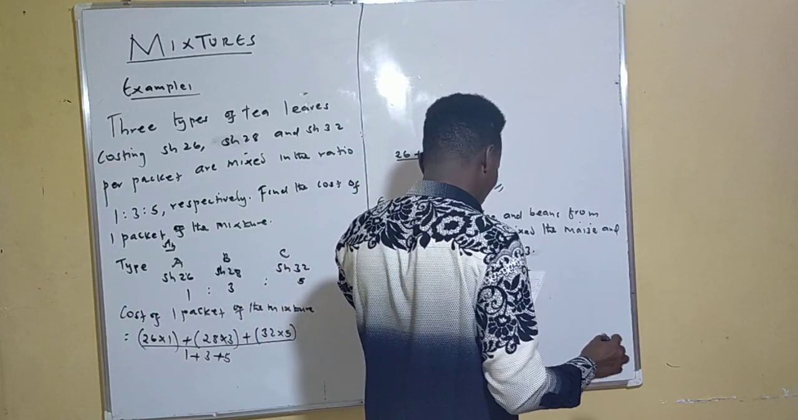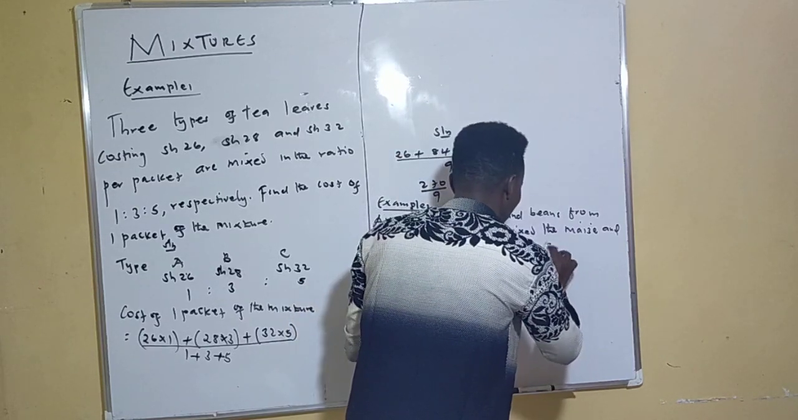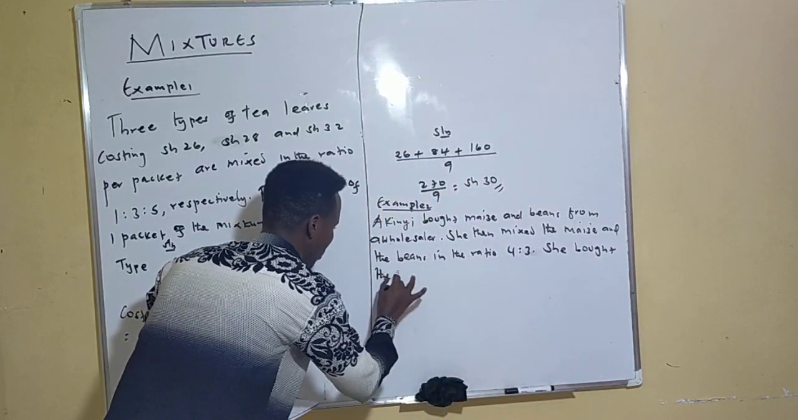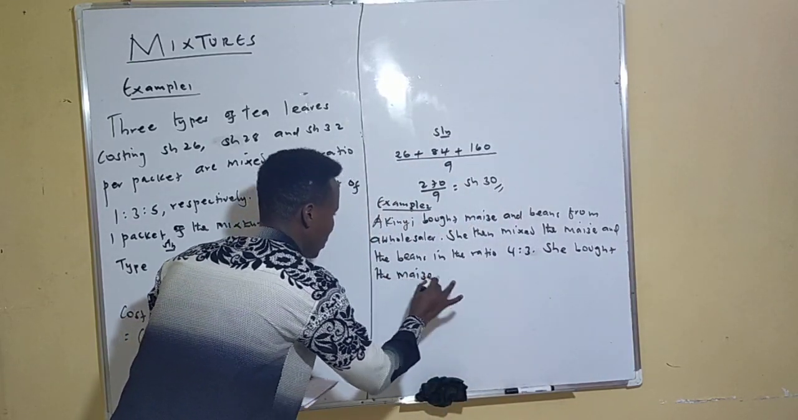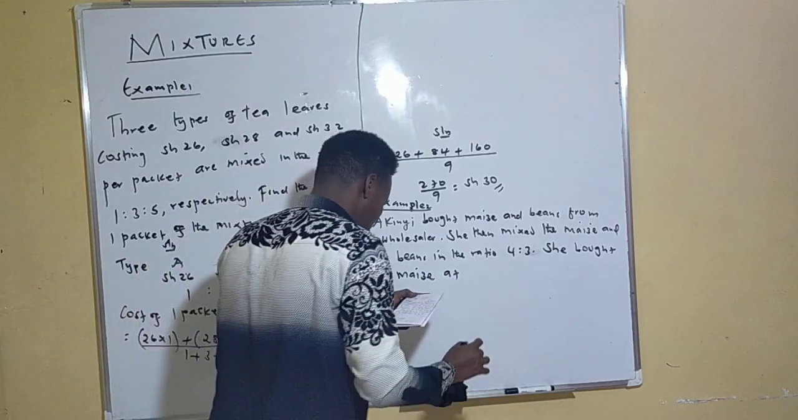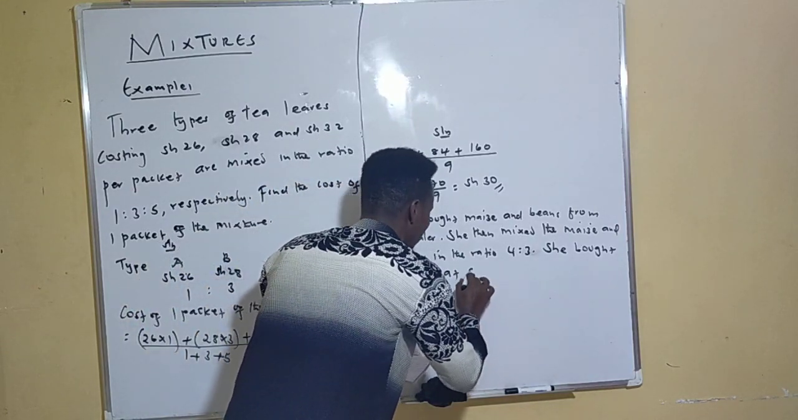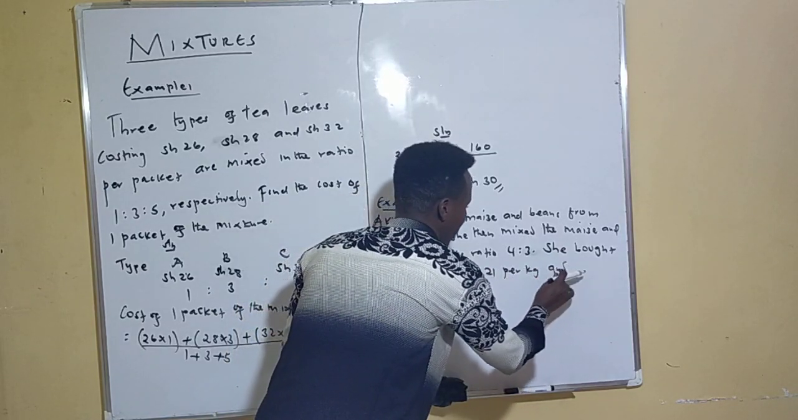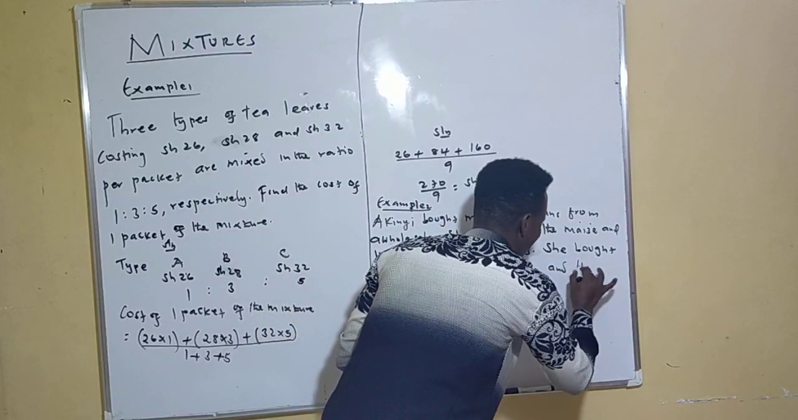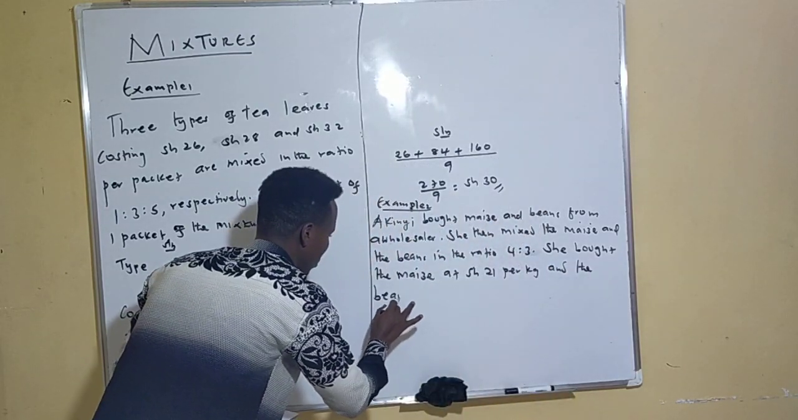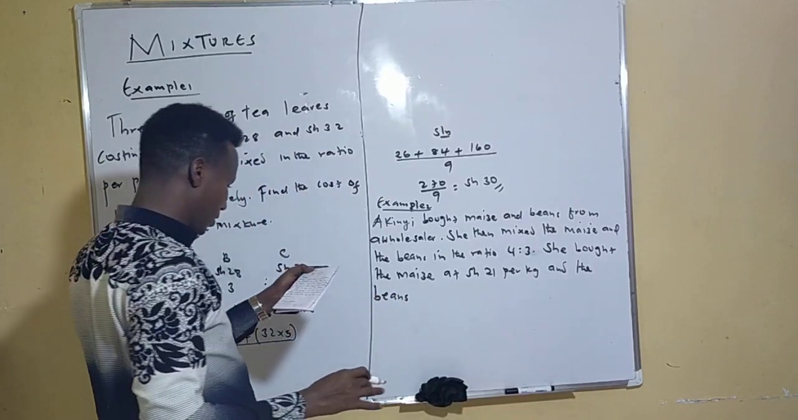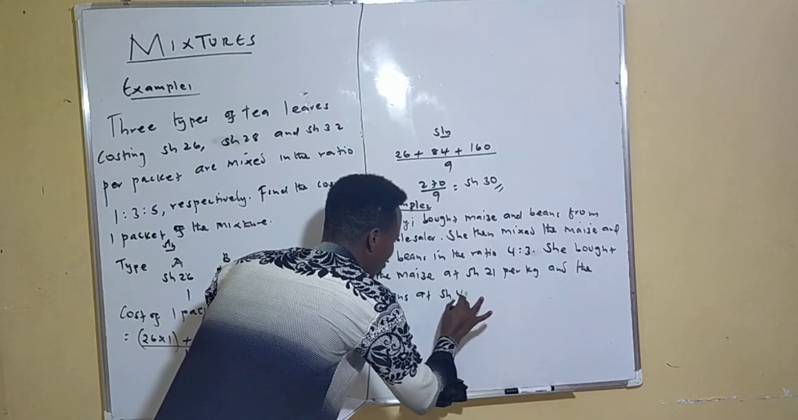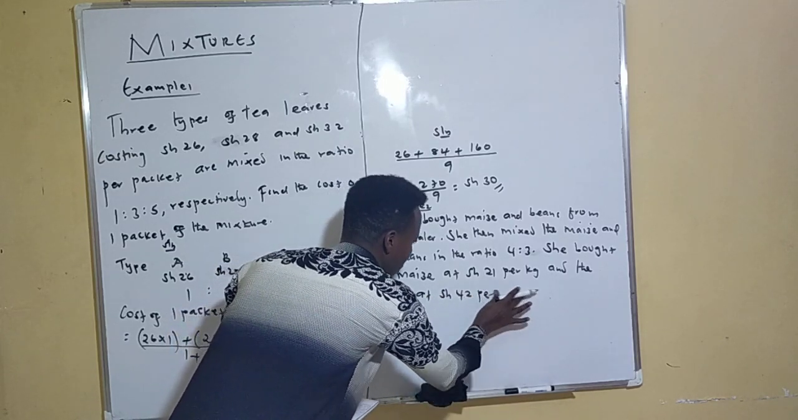She bought the maize at Shs 21 per kg, and the beans at Shs 42 per kg.